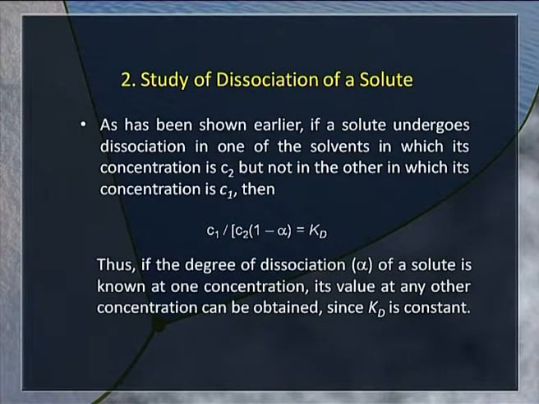But if the degree of dissociation alpha of a solute is known at one of the concentrations, its value at any other concentration can be obtained, since Kd is constant. So, this is the application that we can think of Nernst distribution law.